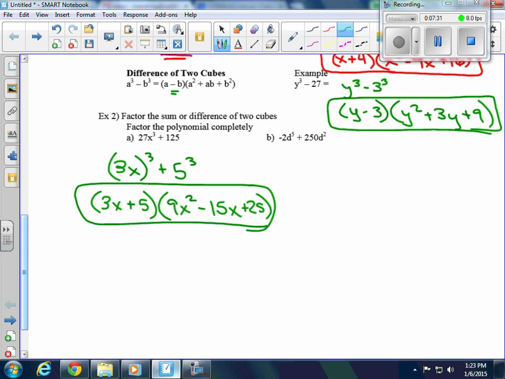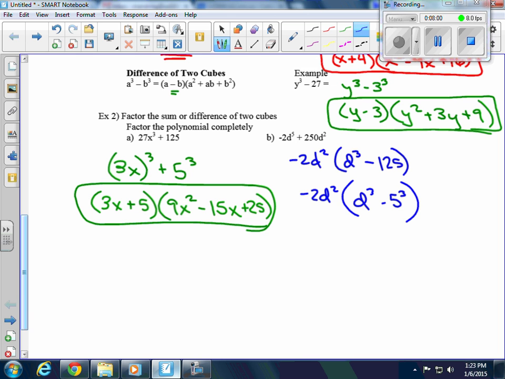We're going to do the same thing in B. However, first we notice that I can take a 2 out and a d squared out. And I'm going to take the negative 2 out of here actually because I want that term to be positive. So negative 2d squared will give us d cubed minus 125. Well, then if we do that, it's going to be negative 2d squared. And then I'm going to rewrite this as d cubed minus 5 cubed. So now I have it in the form that it's easy to use.